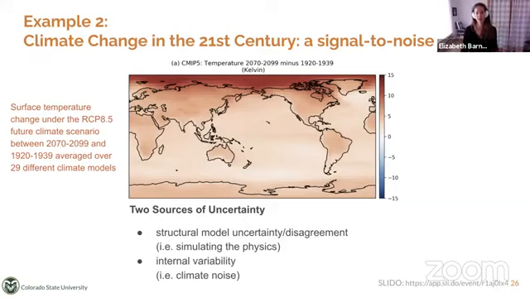And the second is the concept of internal variability or climate noise. The fact that on any given day, on any given year, the climate system has a certain amount of noise associated with it that we will never be able to predict. And again, that's all hidden in this one average plot.